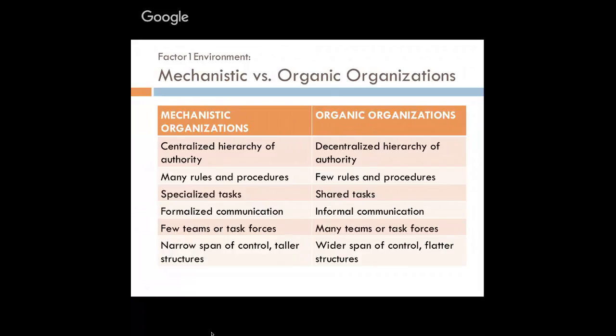You can create new ways of doing things, creative task performance. And so decentralized decision-making really helps respond quickly to the environment. So if you're a company that really values innovation and creativity, you will need to have an organic structure where there are very few rules and procedures, there's a wider span of control, and tasks are shared. There's not a lot of specialization, and there's a lot of informal communication as well.